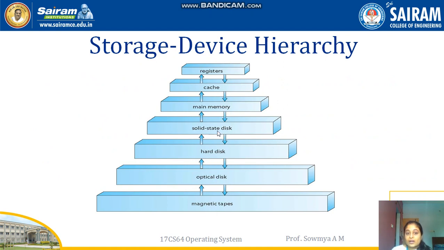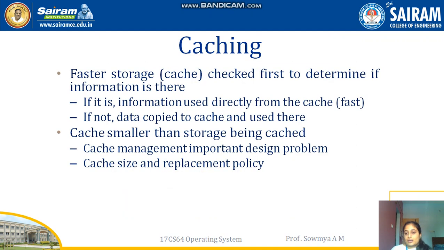Next one is the storage device hierarchy, where we can see the storage devices from magnetic tape, optical disk, hard disk, or solid state disk, which are permanent storage devices, or the secondary storage devices, which are interconnected to main memory. With the help of main memory, the data will be sent to the fastest memory, the cache and the register. Based on the instructions in the register, the CPU will execute the application.